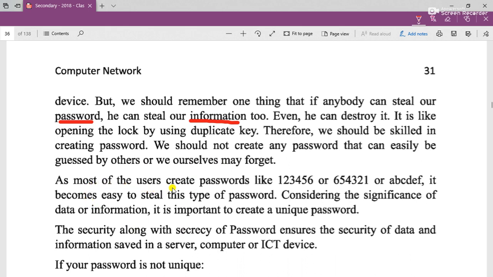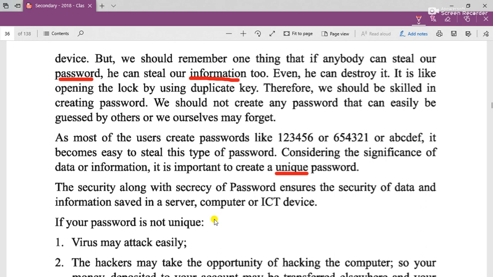As most users create passwords like 123456 or 64321 or ABCDEF, it becomes easy to steal this type of password. Considering the significance of data or information, it is important to create a unique password. The security along with secrecy of the password ensures the security of data and information saved in a server, computer, or ICT device.